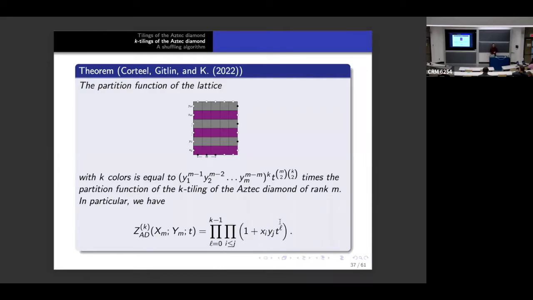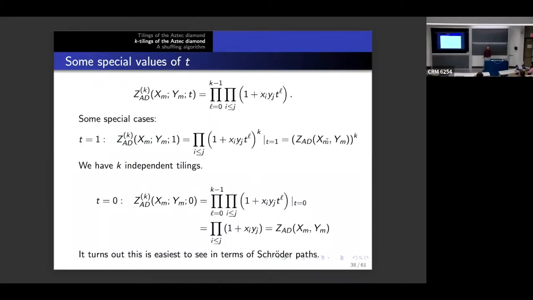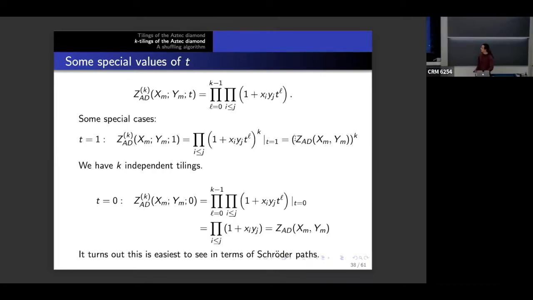I don't want to go into the details. It works exactly the same. Yeah, it's nice. It still looks very pretty. So let's look at some special cases. When T is equal to 1, it reduces to just the normal Aztec diamond partition function to the kth power, as you'd expect, because when T is equal to 1, they're independent.